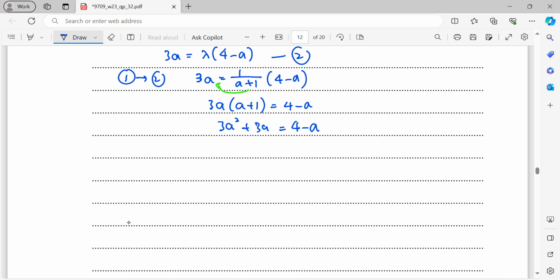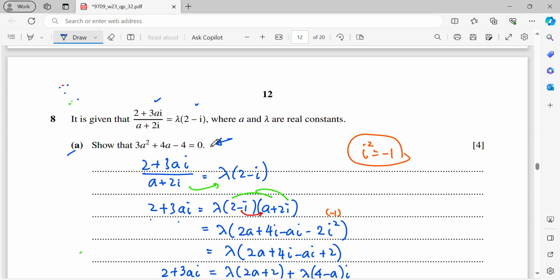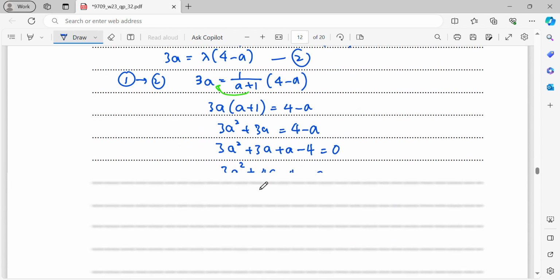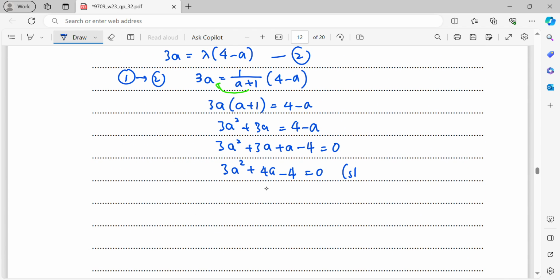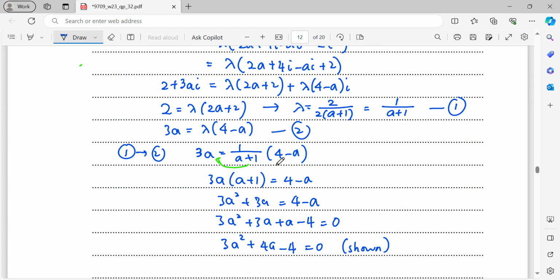So all the terms move to the left side. Then at last you will be getting the given quadratic equation. So 3a squared plus 4a minus 4 equals to 0. Exactly the same. Alright, so here, just write shown. So this is the working for this part.